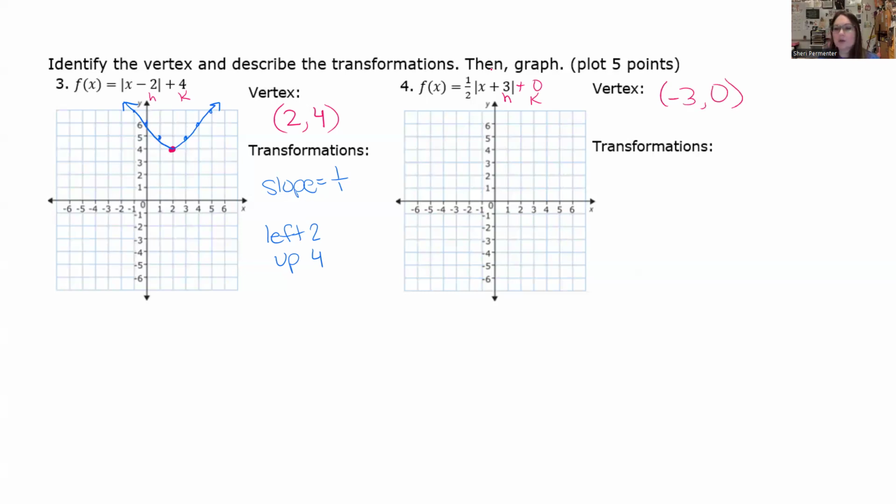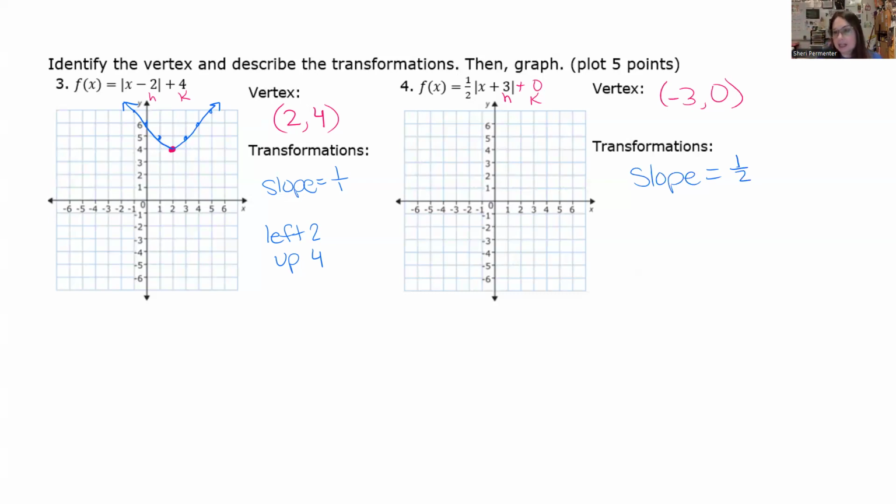-3, 0. Very good. It's opposite H, K. For this one, I do have a slope other than 1. So what is my slope for this one? 1/2. That is a value less than 1. So it's actually going to appear that my graph has been compressed.